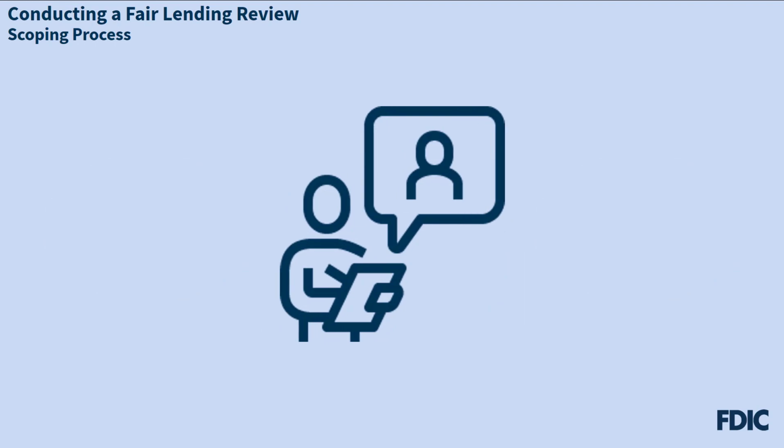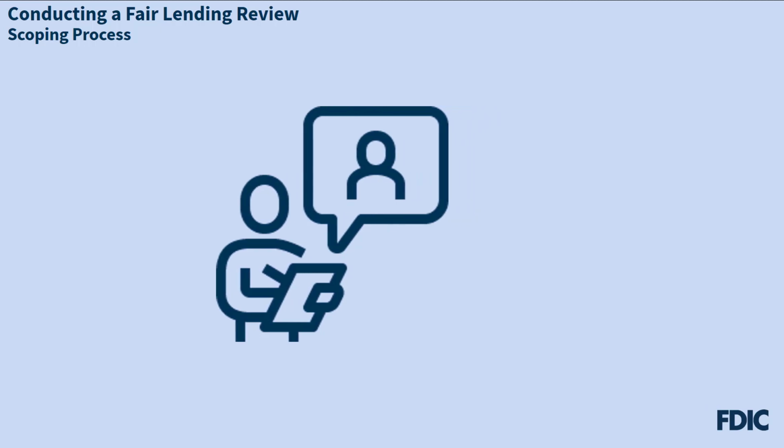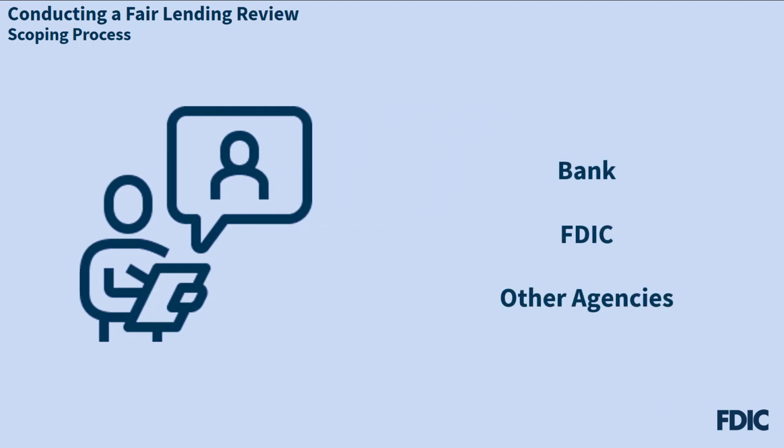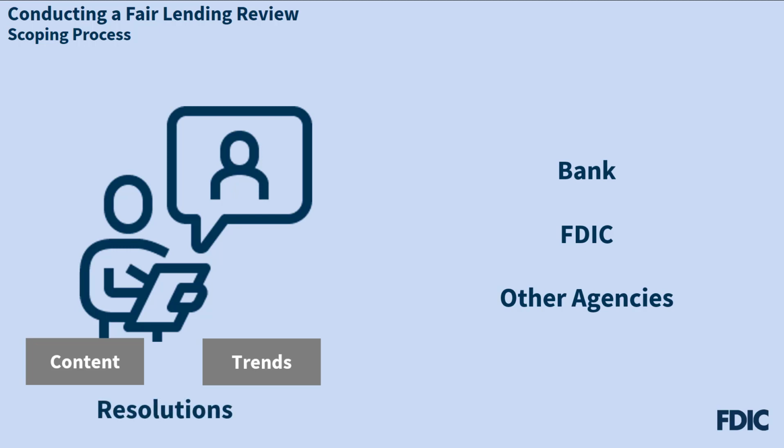While fair lending complaints are not common, such information would be reviewed during the scoping process. This could include complaints received by the bank, the FDIC, or other agencies. Examiners review the content of complaints and assess whether any trends exist. The review could include an assessment of the bank's complaint resolution procedure, which is an element of the CMS. This would involve how the bank responded to any fair lending complaint, including any corrective actions taken in an effort to address the concern. Evaluating complaints can provide insights into the strength of a bank's overall fair lending program.